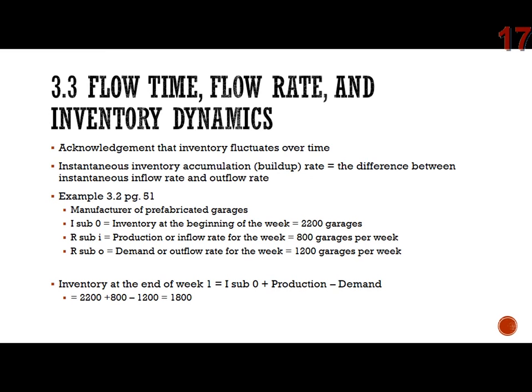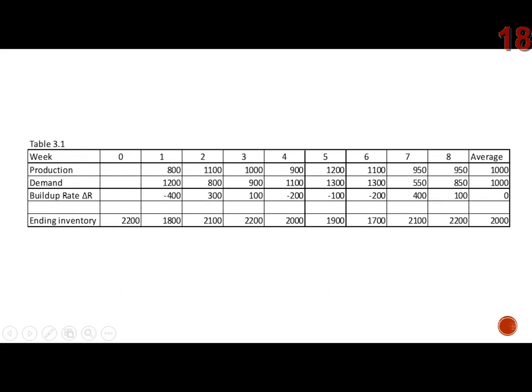Pretty simple. I start with 2,200, I produce 800, I sell 1,200, that leaves me with 1,800 at the end of the week, right? That's a common sense thing that we worked with on our MRP problems in 343, right? It's just here's how we're going to calculate that inventory. And so we can look at that over time, right? And so here's that first week in the first column, and then what happens the second week, the third week, etc.